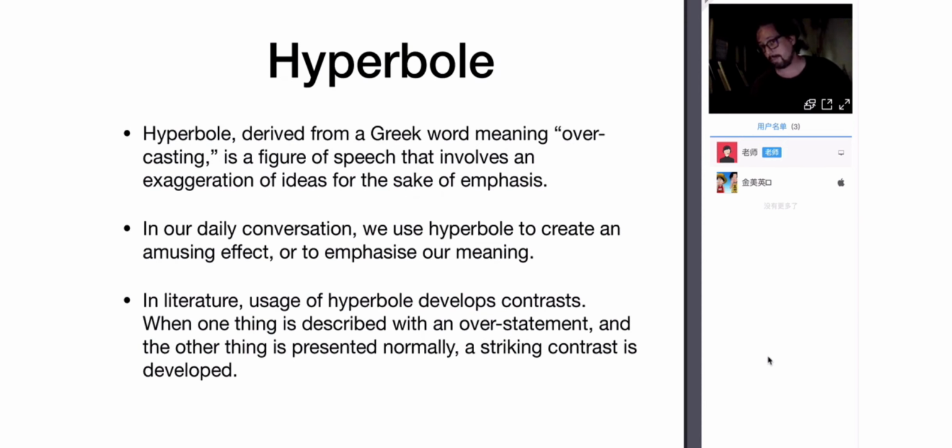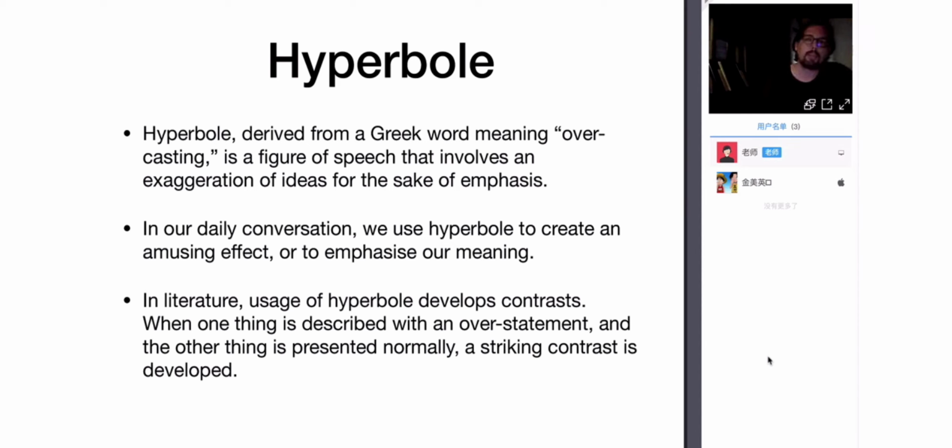And lastly, we have hyperbole. Okay, so we're looking at symbolism, imagery, metaphor, idioms for tonight's literary devices, basically. These all have some commonality here. Hyperbole is overstating, exaggerating. A figure of speech that involves an exaggeration of ideas for the sake of emphasis. We use hyperbole in daily conversation to create amusing effect, or emphasize the meaning.